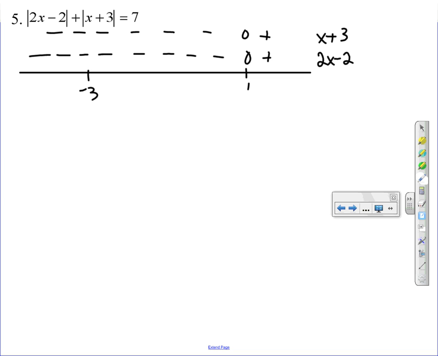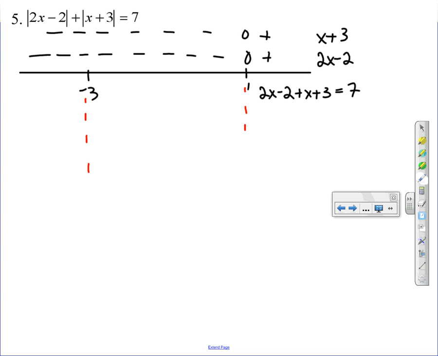And we're going to consider what happens in the three different intervals that we have here. So let's start at the top right. Both of them are positive, so we leave them both being positive. We'd have 2x minus 2 plus x plus 3 would equal 7.